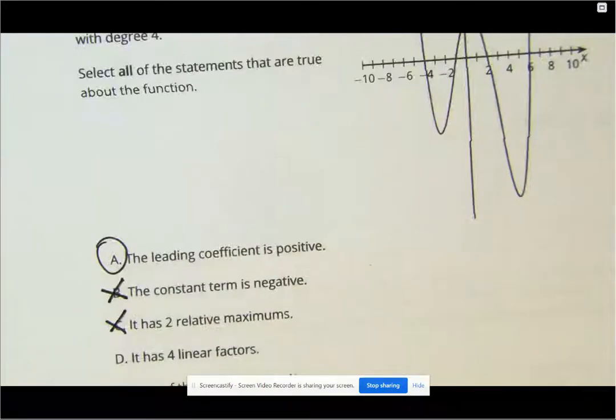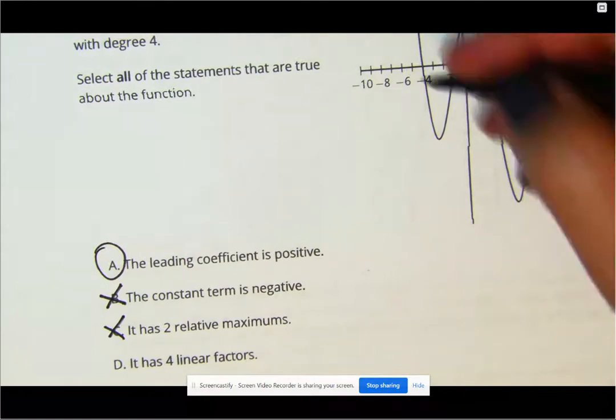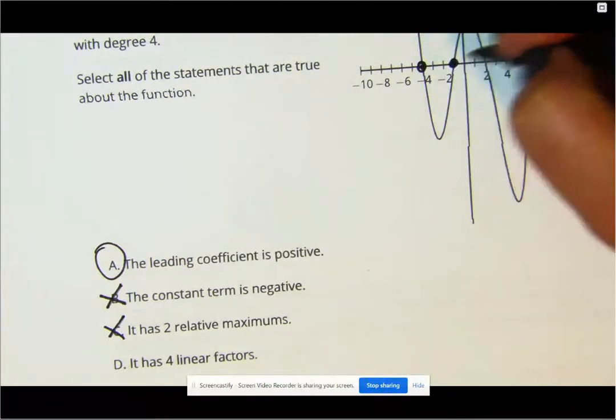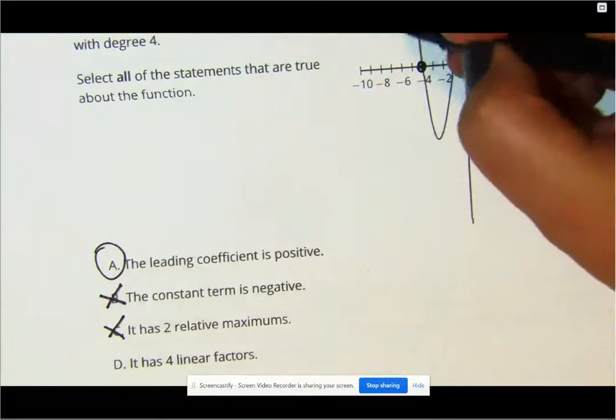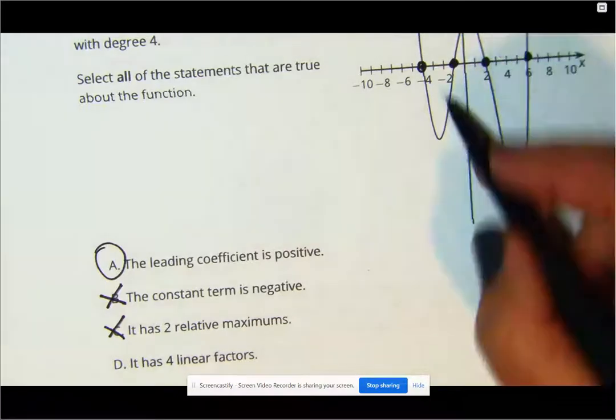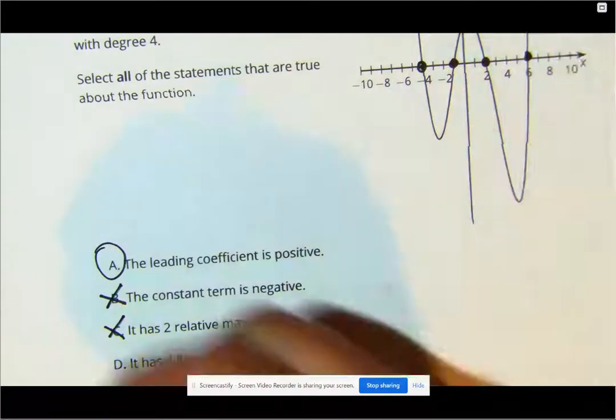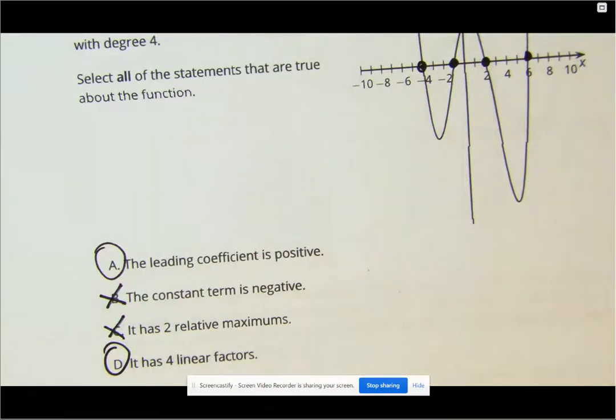It has 4 linear factors. Let's go see the factors. 1, 2, 3, 4. And are they linear? Remember, if they only count once, then they go straight through. If they had a multiplicity of 2, then it would behave like a quadratic at that, and it would bounce off of it. These all go straight through. So that one is correct. It has 4 linear factors.